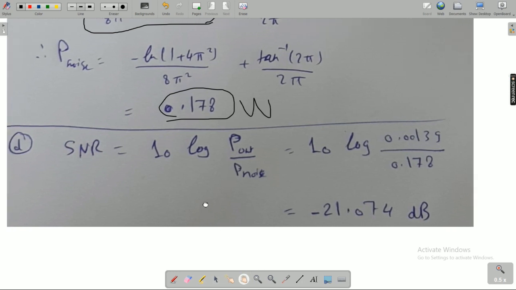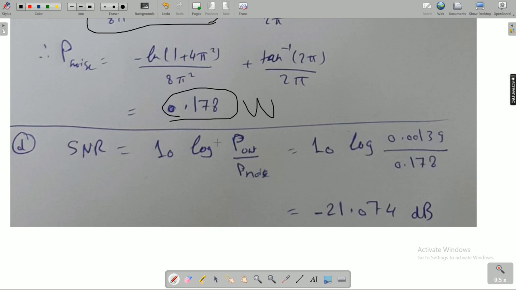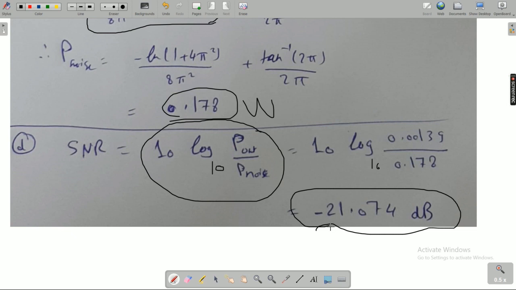Part D, he wanted to calculate the SNR, which equals 10 log P output over P noise. This is the formula. So we will get 10 log. Always when he doesn't mention log to the base of what, the base is directly 10. So this is log to the base of 10. P output is this value we have calculated at first, divided by P noise. We have just calculated 0.178, and the result will be in decibel, which is negative 21.074. The log is evaluated on a calculator. It's not evaluated by mind, especially with these decimal values.